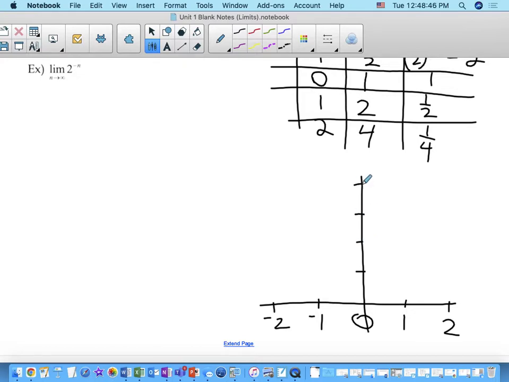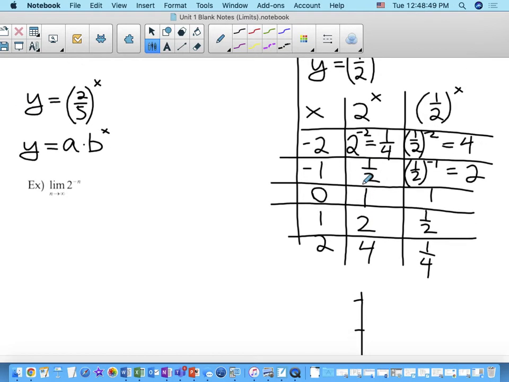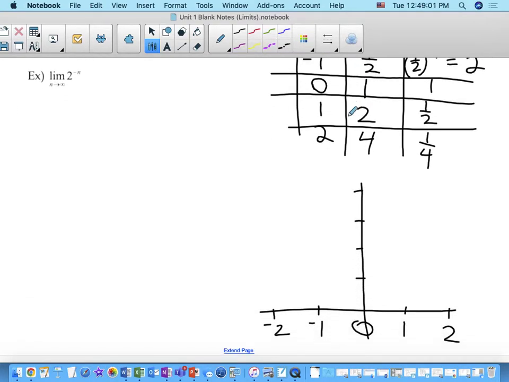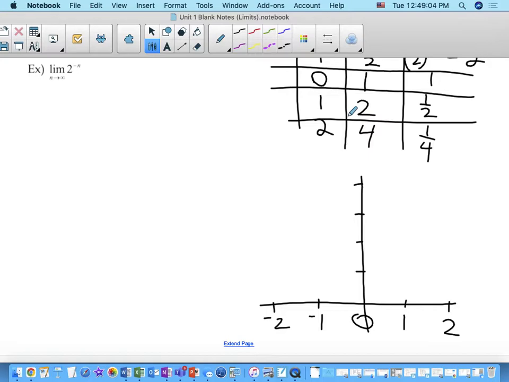okay, maybe I'll do them in different colors. So let's say I'll do this one in red. Okay, so this is y equals 2 to the x. So when x is -2, y is a quarter, so that's about here. Then when x is -1, y is a half. There's 1. There's 2. And there's a quarter. So this guy looks like this. Okay, and along here, we actually get, as x approaches -infinity, we get a horizontal asymptote.